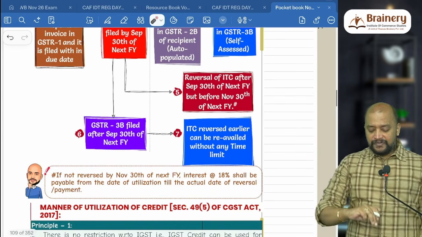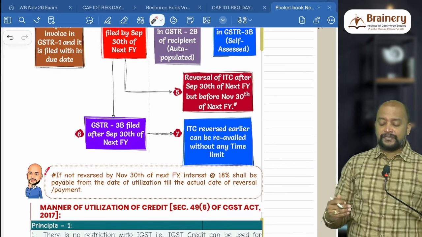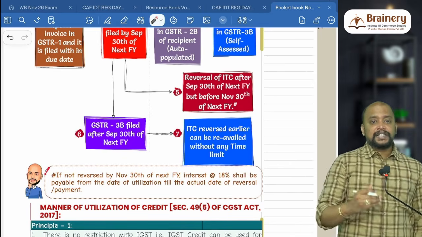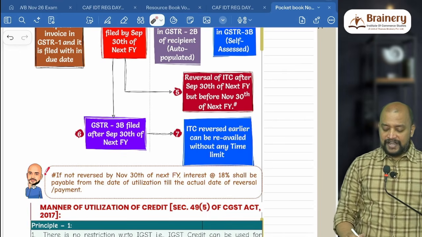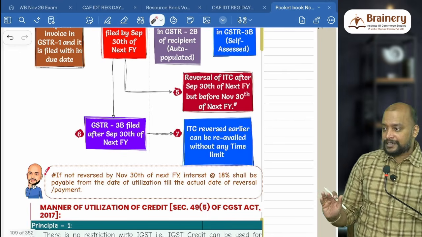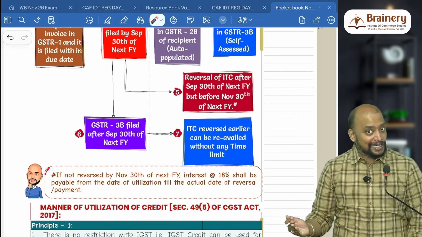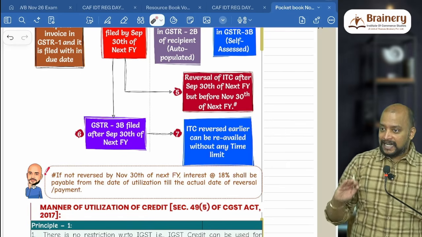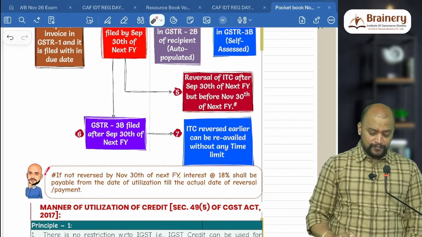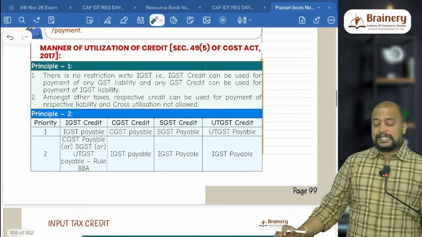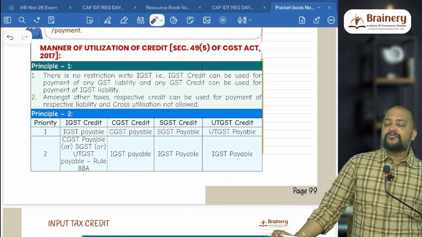And suppose if the supplier files 3B after September 30th of the next financial year, what will happen? The recipient, whatever ITC that he has reversed, can re-avail, and in this case of re-availment there is no time limit. Usually there is a time limit for availment of ITC, that is 30th November of the succeeding financial year, or date of filing annual return, whichever is earlier, but that time limit is not applicable in case of re-availment under this rule. Then next we saw section 49 subsection 5, manner of utilization of credit, and 4 principles.